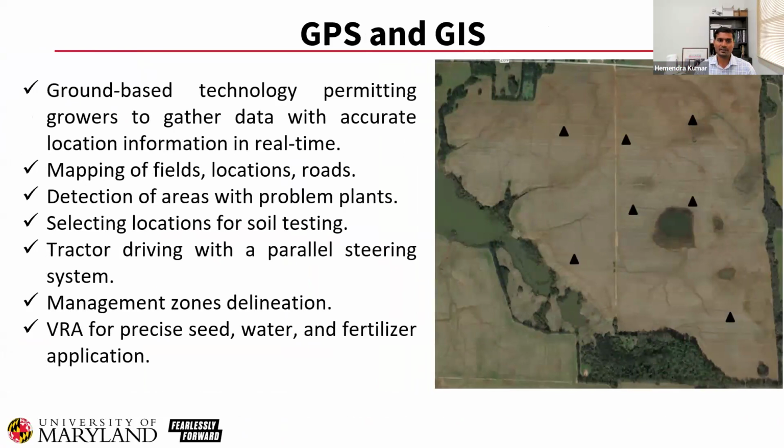GPS and GIS. Most of the time I get a question from growers, because when you send the sample, the laboratories never ask you this question because they need to analyze the sample. It doesn't matter for them why you have lower or higher phosphorus and nitrogen. But for us, for growers, it is very important.